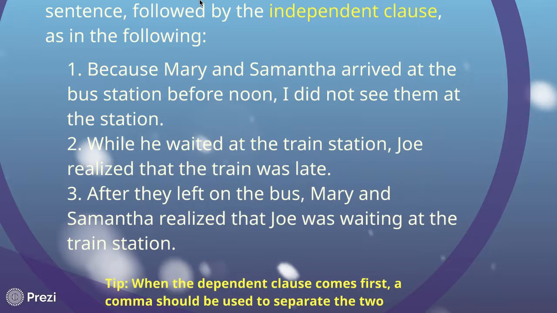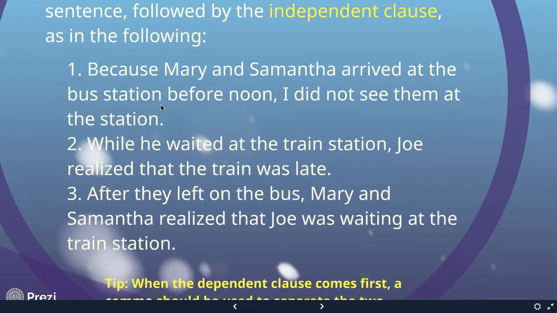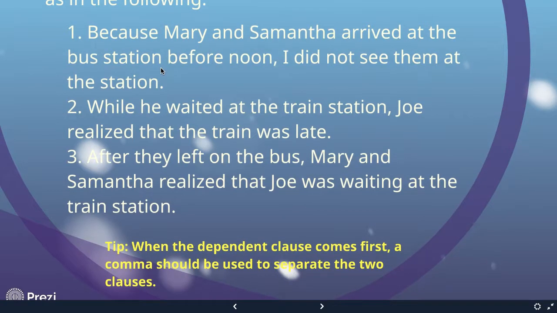Because Mary and Samantha arrived at the bus station before noon, I did not see them at the station. While he waited at the train station, Joe realized that the train was late. After they left on the bus, Mary and Samantha realized that Joe was waiting at the train station. I'm not going away, I'm just trying to make it more visible.